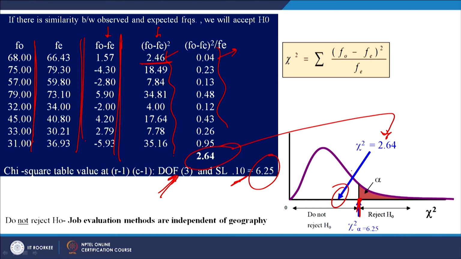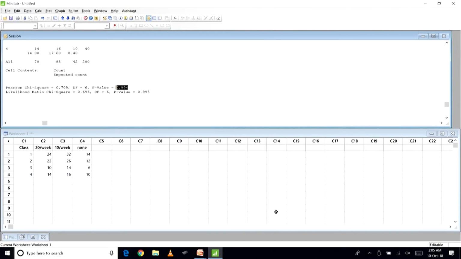The calculated value is in the non-rejection area. So, we will not reject the null hypothesis. It means the job evaluation methods are independent of geography. So, there is no relationship between job evaluation method and geography. In other words, we will say they are independent, they are not dependent on each other. So, let us look at this question and we will solve it using Minitab.